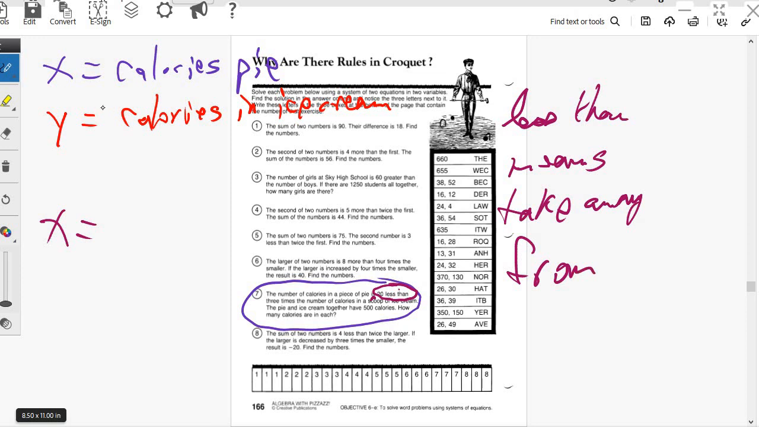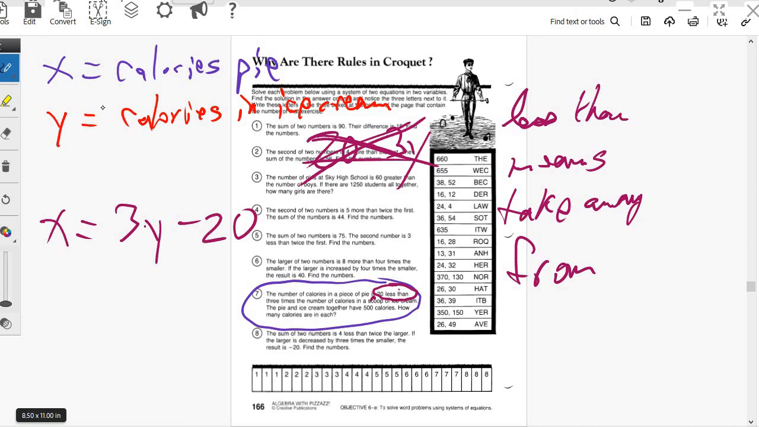So less than 3 times the number of calories. So 3 times whatever calories in ice cream, and then 20 less than that. Okay, remember, less than is at the end, right? So subtract from what you're given. So if you wrote 20 minus 3y, that would be incorrect. You'll get the wrong answer. Remember that. That's the only translation that's not direct. You have to subtract from.